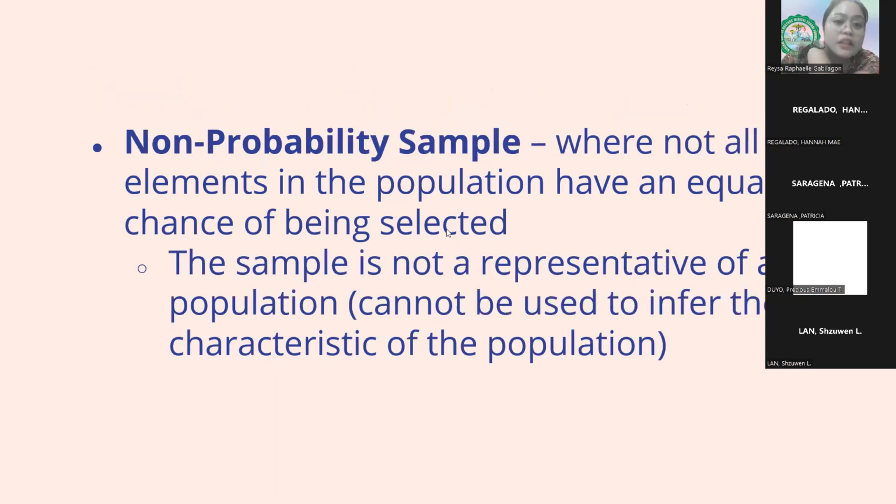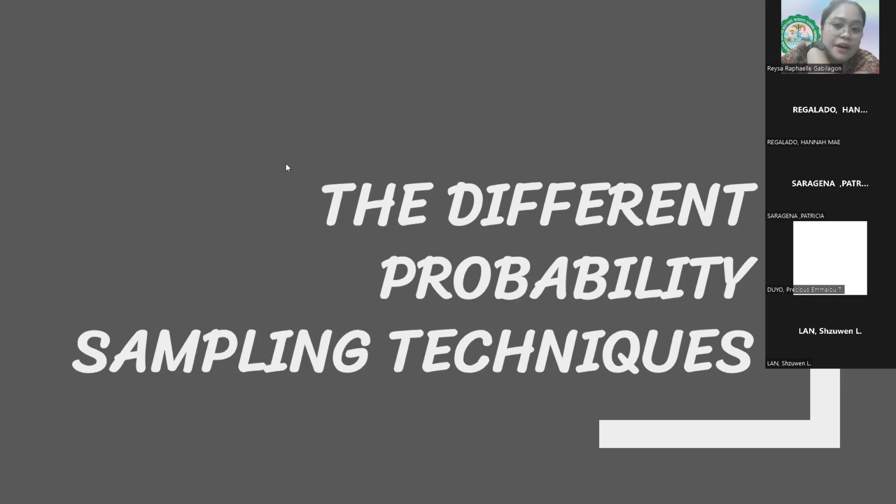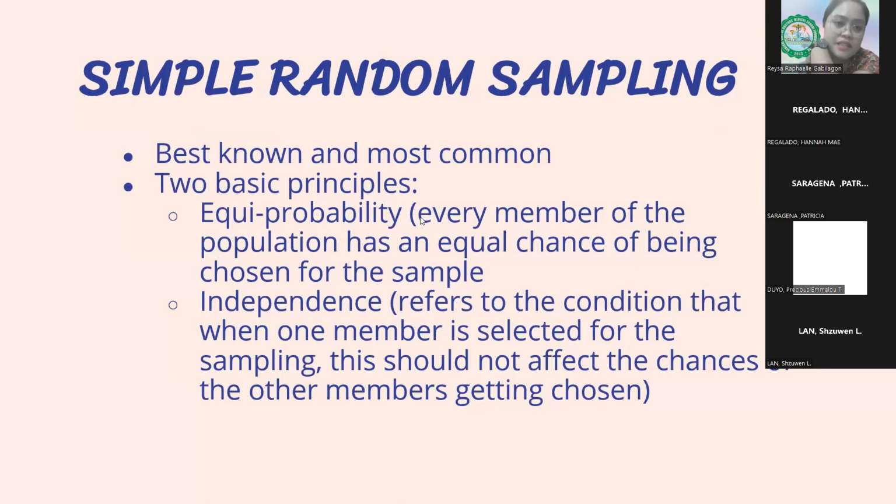But actually, non-probability samples are accepted. This is just the reverse, meaning we don't really give equal chance to all the members of the population to be selected as subjects, participants, or respondents of the study. Since they are not considered representative, we cannot use the data we collect here to make inferences about the characteristics of our population. Like I said earlier, this is just a review, since I believe I already discussed this in your statistics.